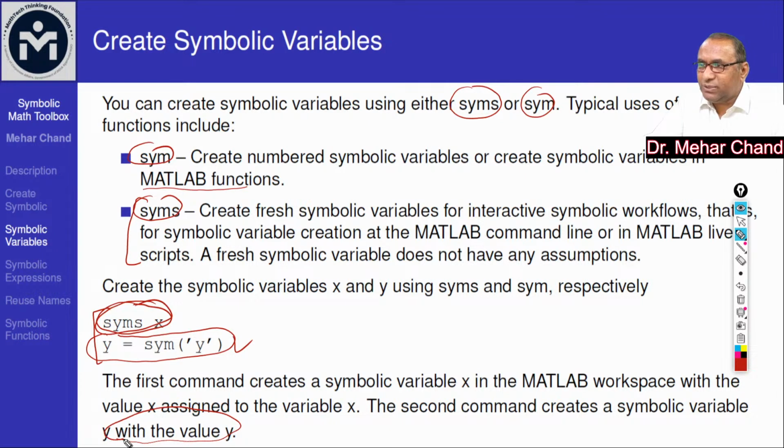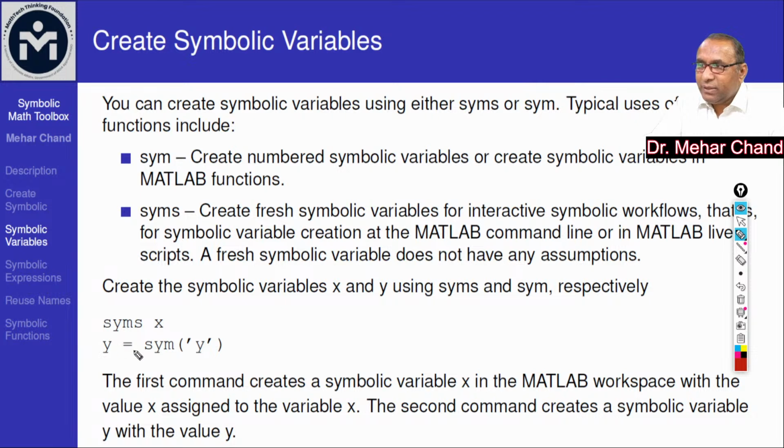So this is the difference you need to understand, because here we are using the equal to sign. This value will be assigned to the variable y. Note this point very carefully. As you know, this equal sign we use for assignment. And here we have the symbolic variable created by using sym, and this variable is assigned at this place.